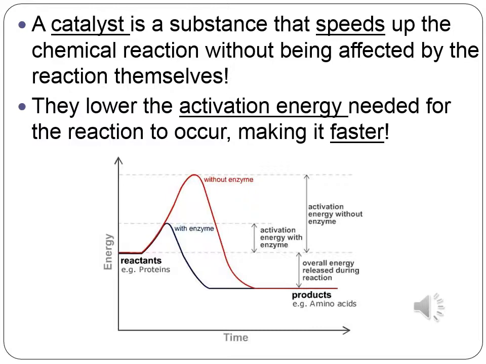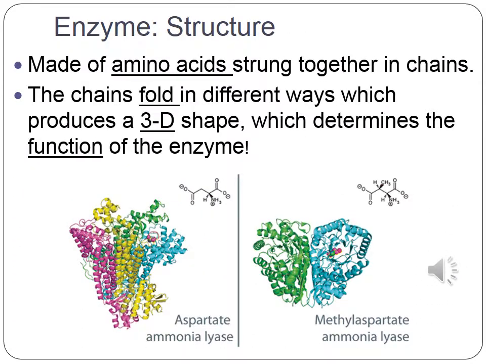It makes it faster. So it's like a group of teenagers standing around, and they're going to fight. But if people are yelling, fight, fight, fight, then they're going to fight faster. An enzyme is made of amino acids strung together in chains. The chains fold in different ways, which produce a 3D shape, and this determines the function of the enzyme.